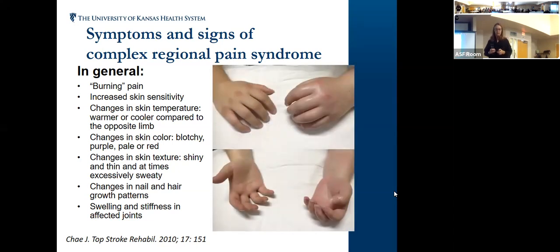And again, here are some pictures of what it might look like. This hand is really swollen, right? You can also see it's a little shiny and it kind of lost the hair pattern. It's a little bit more pinky pale in color. And in the palm, it's even a little bit mottled.